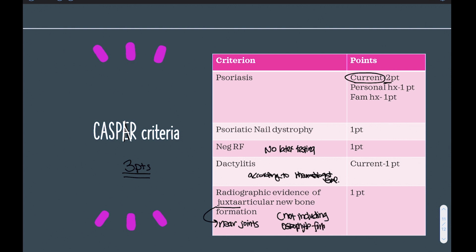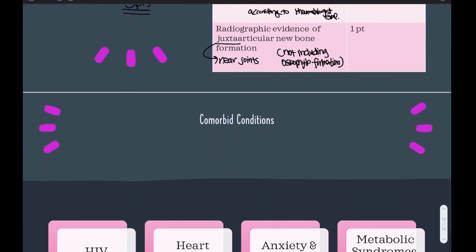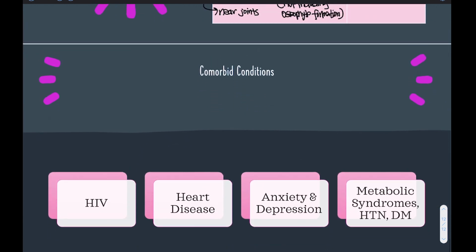Last but not least, comorbid conditions. And there are many, but I have listed 4 biggies. Number 1, HIV. Number 2, heart disease. Number 3, anxiety and depression. Number 4, metabolic syndromes, hypertension, and diabetes. When someone presents with a sudden onset of psoriasis, remember to check HIV because it's a comorbid condition. And also think of checking HIV when the patient has trouble controlling the disease and the disease is refractory despite many treatments.